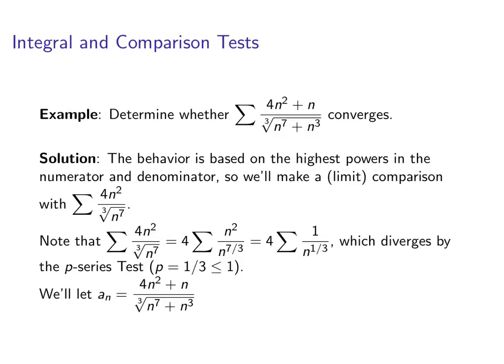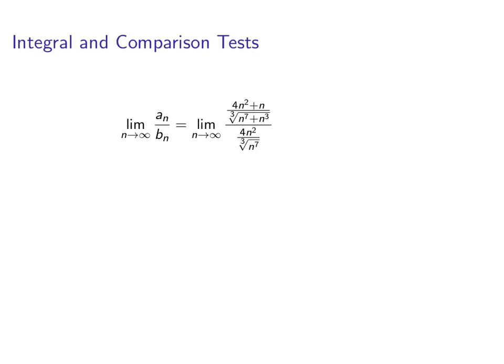So let's let a sub n be equal to the terms of the original series, and b sub n be equal to the terms of our compared series that we know diverges. We're going to take the limit of the quotient of these terms.